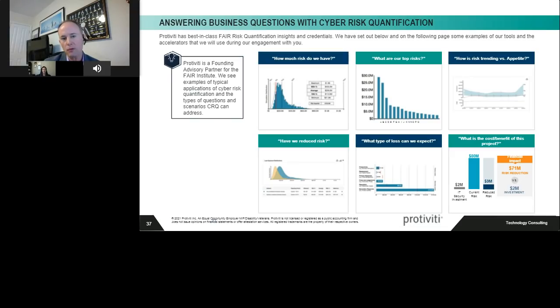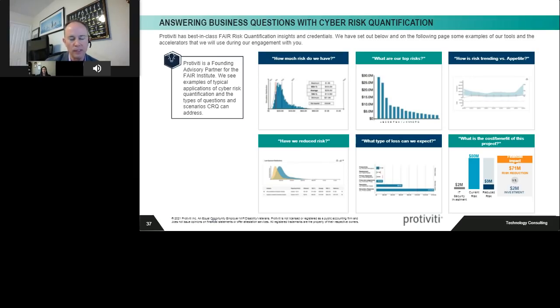We're able to answer questions like, what are our top risks? We're able to trend risk over time and look, has it changed? Has it gone up? Has it gone down? We're able to model risk in the lower left. This is a before and after. You can see a yellow and a blue curve overlaying one another. We've modeled before and after risk, given a certain type of scenario.